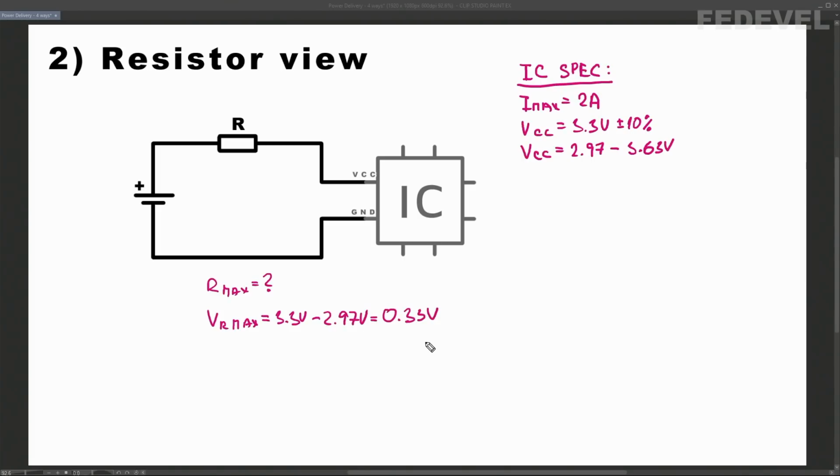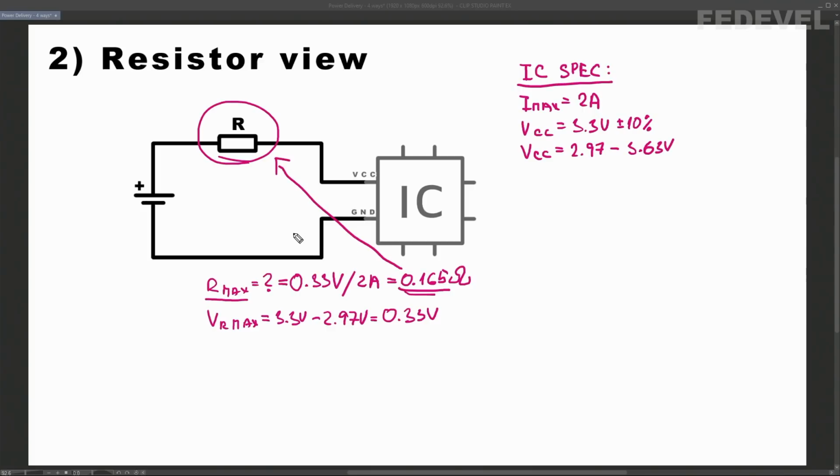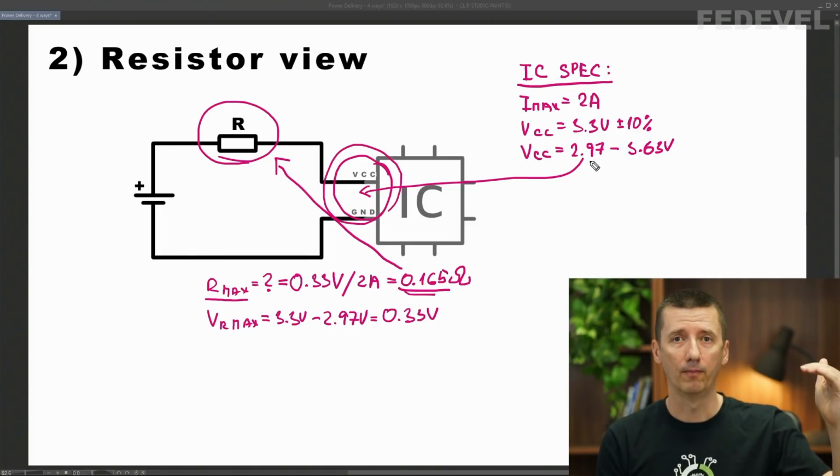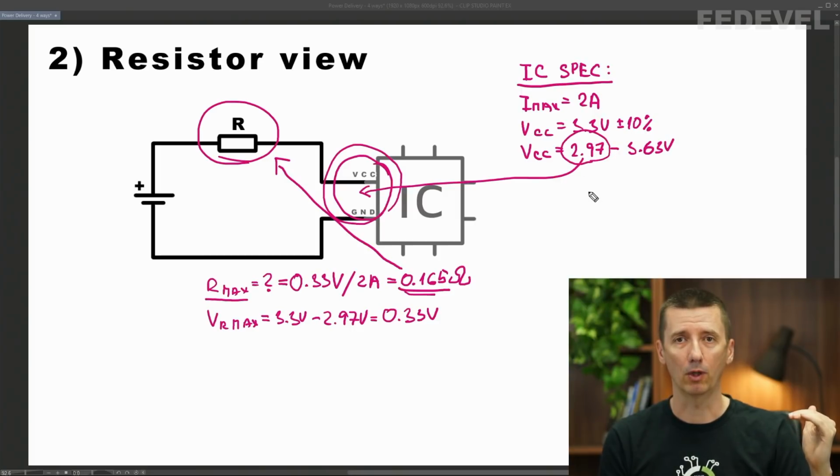Based on Ohm's law, for maximum current 2 amps, we can calculate that the maximum resistance of the wires or tracks can be 0.33 volt divided by 2 amps, and that is 0.165 ohm. That's the maximum resistance which we can have here and still be sure the chip is going to work properly. If the resistance is higher, the voltage drop on this resistor is going to be too high, and the voltage on the power pins of this chip is going to be below 2.97 volt.